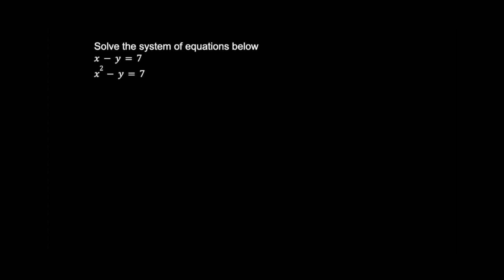In this example, we're supposed to solve the system of equations. We have x minus y equals 7, and x squared minus y equals 7. So we're going to be using substitution still in this example. In order to do substitution, I need one of the equations to have a variable by itself.